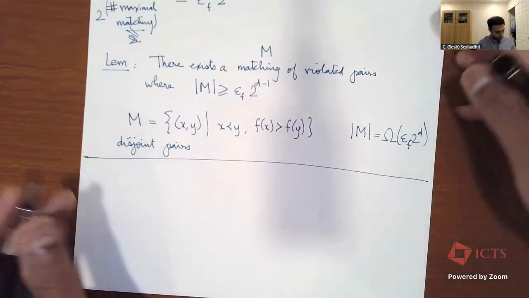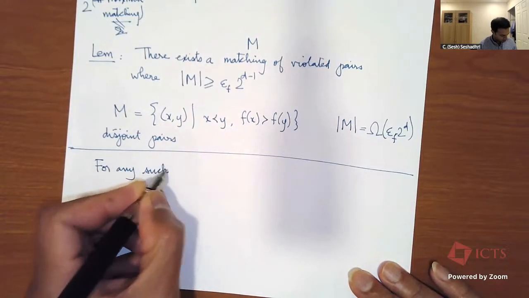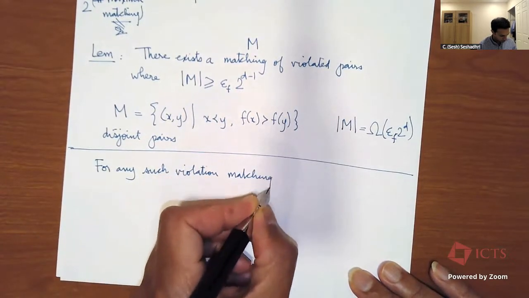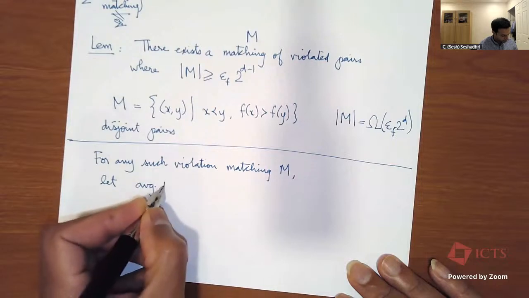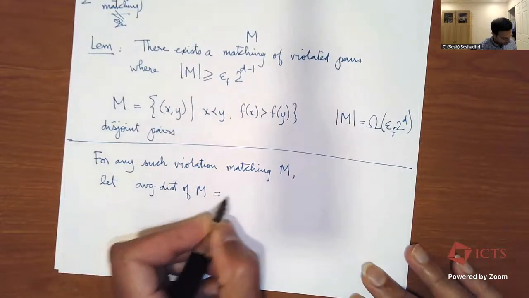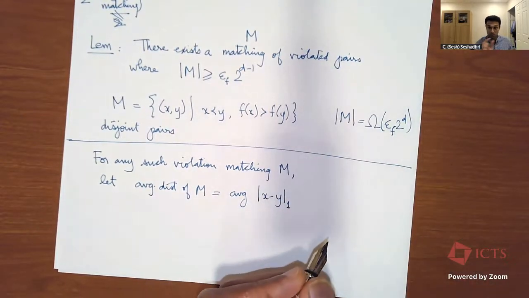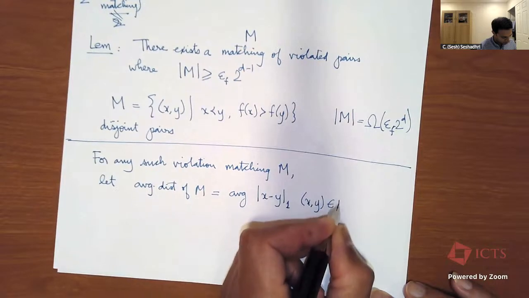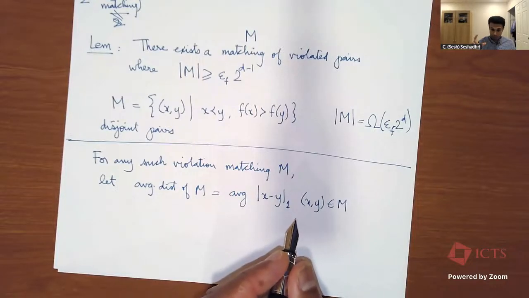Okay. So for any such violation matching M, let the average distance of M, so distance is a bit overloaded here, be equal to the average value of the Hamming distance between x and y, the average where x and y is in M. Okay, so I'm looking at the average distance between the pair.